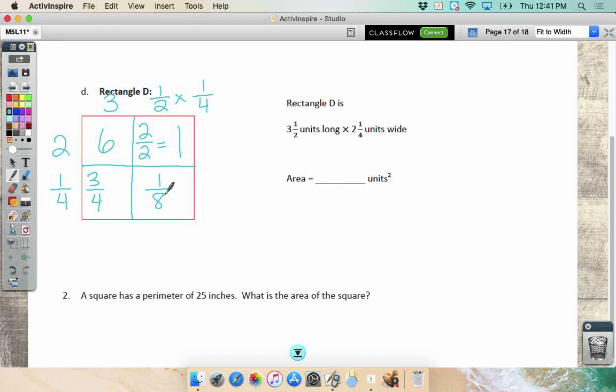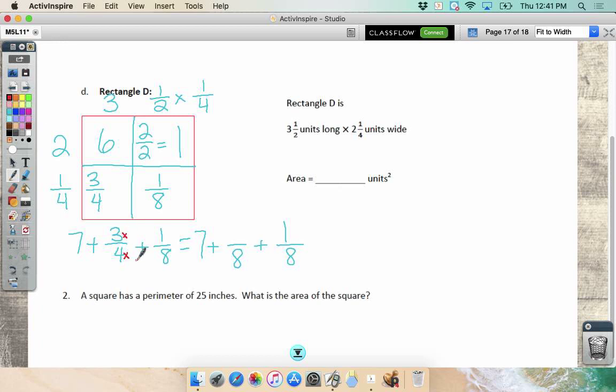Now, is there anything I can add up ahead of time? 6 plus 1. So I'm going to do 7 plus 3/4 plus 1/8. Common denominator. 8. Well, you could use 32, but you'll have to simplify. So we should choose 8 again, don't you think? Yeah. Okay, so which fraction will stay the same? 1/8.